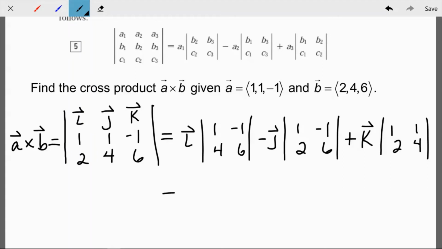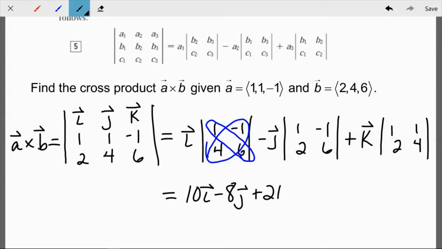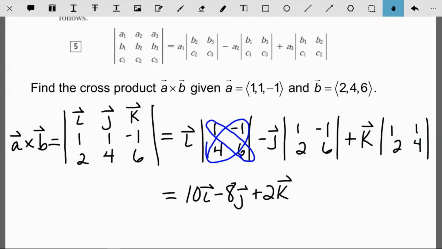And remember, to find a 2 by 2 determinant, all I'm going to do is 1 times 6 minus 4 times -1. So in this case, that's going to give me 10i minus 8j and plus 2k. Okay, so the resulting vector is a vector that is now perpendicular to both vector A and vector B.